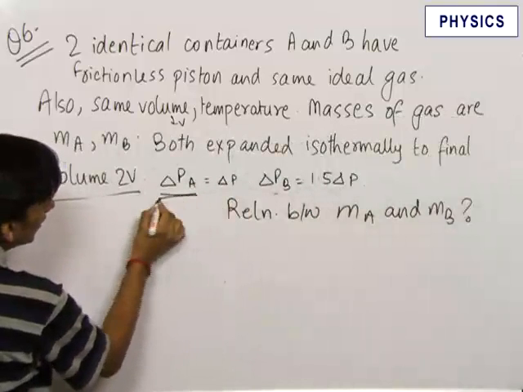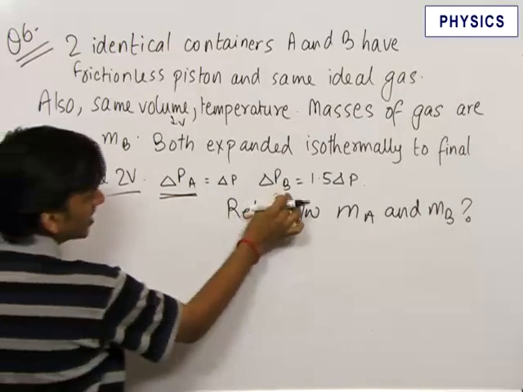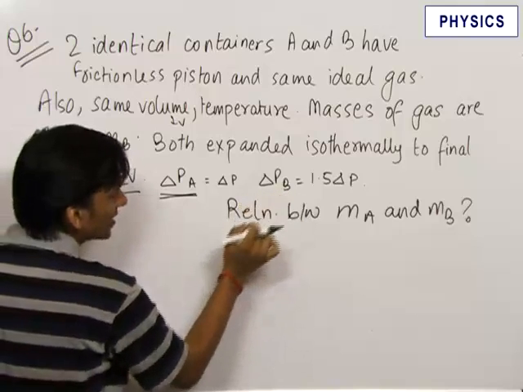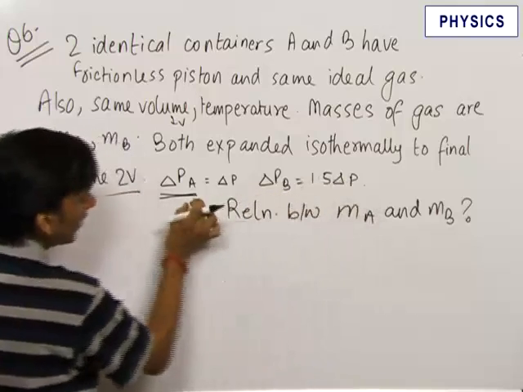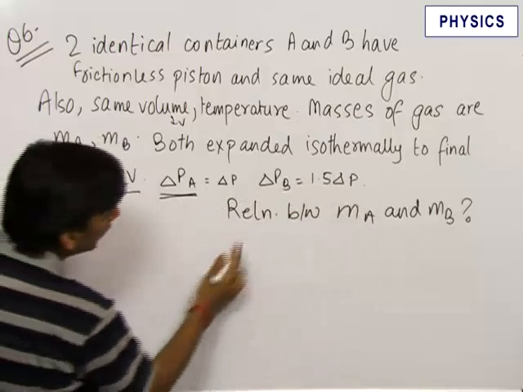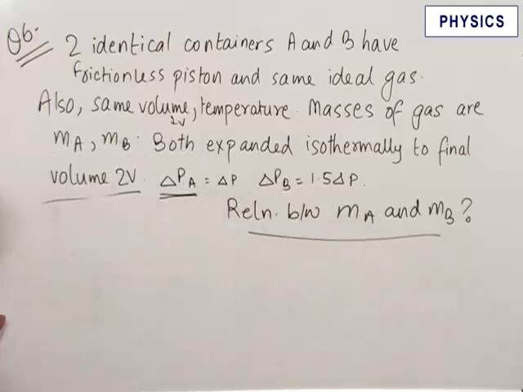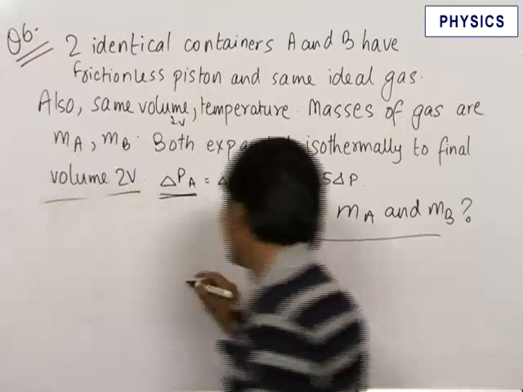the change in pressure of the gas in container A. This is the change in pressure of the gas in container B. This is equal to 1.5 times the change in pressure over here. We need to find out the relation between Ma and Mb. So this is a pretty simple question.